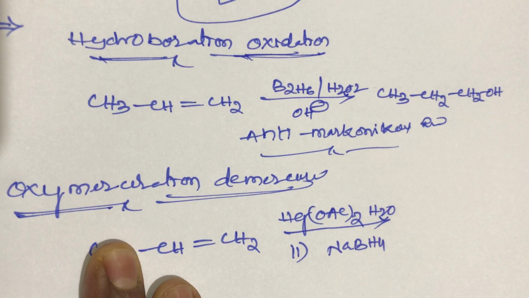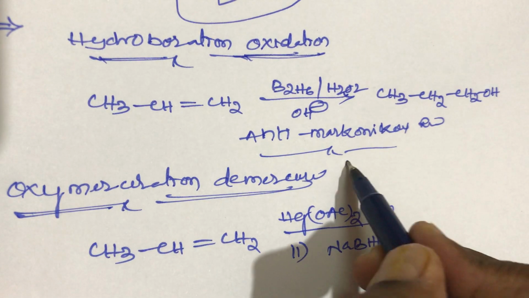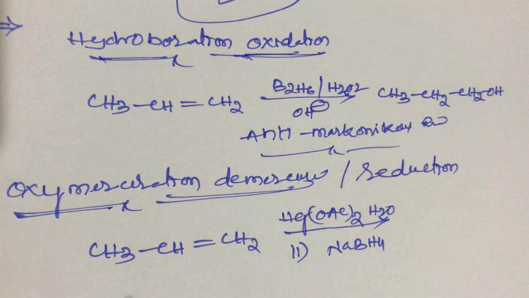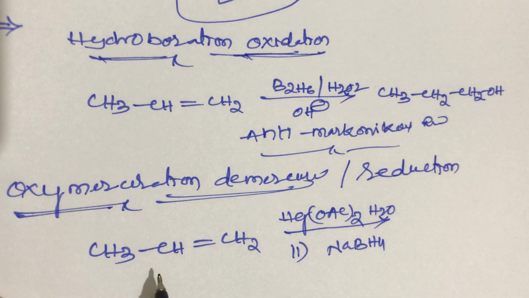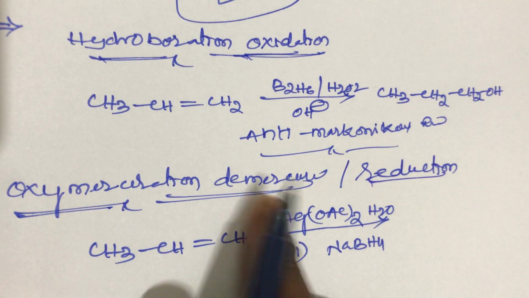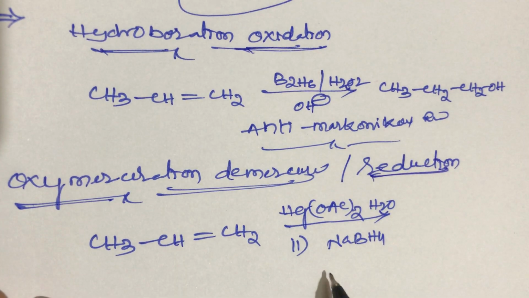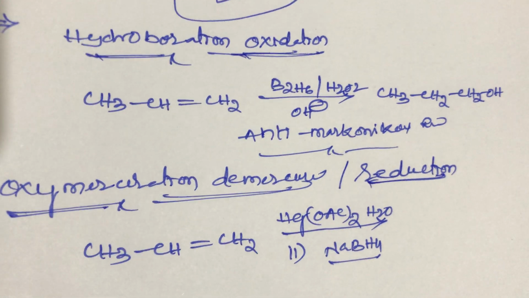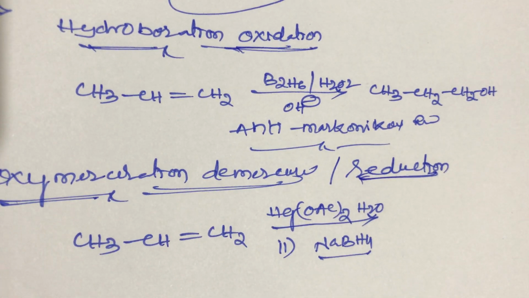Oxymercuration and demercuration is also called oxymercuration reduction. In the first step, oxymercuration, then the second step is demercuration. Demercuration means reduction, that is, sodium borohydride, which acts as a reducing agent. The second step is a reduction reaction, students.